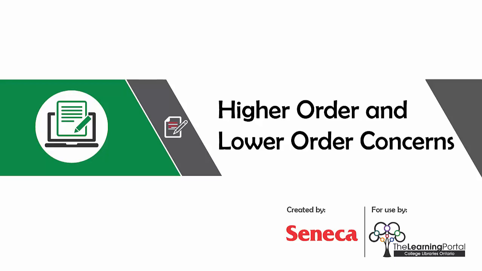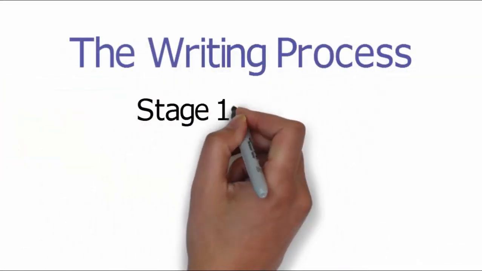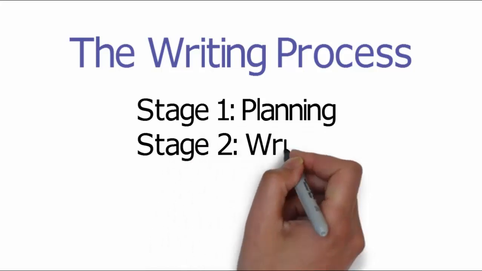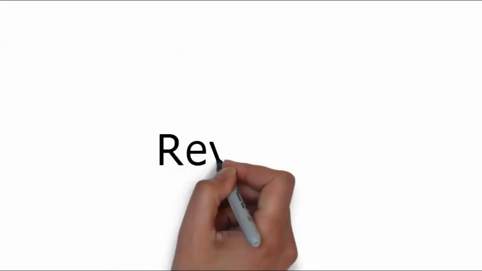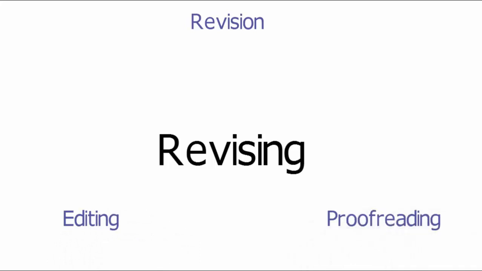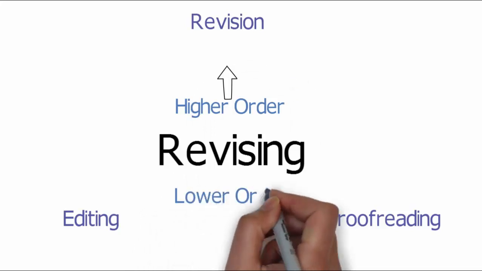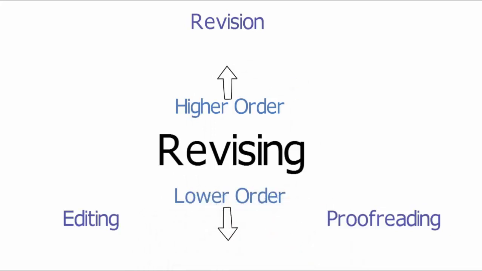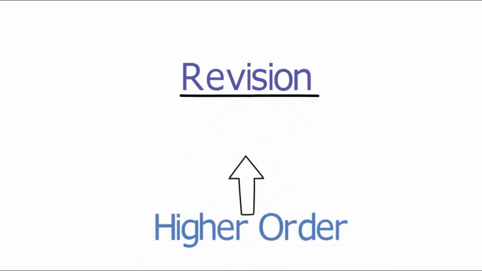This video will explain higher order and lower order concerns in academic writing. The writing process consists of three main stages: planning, writing, and revising. At the revising stage, there are three phases to revising your writing: revision, editing, and proofreading. Oftentimes, these phases can be referred to as higher order and lower order concerns. Higher order concerns are often addressed in the revision phase.